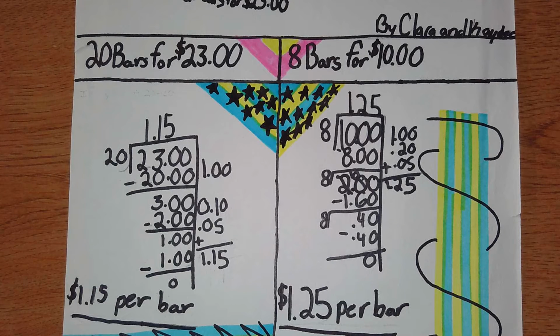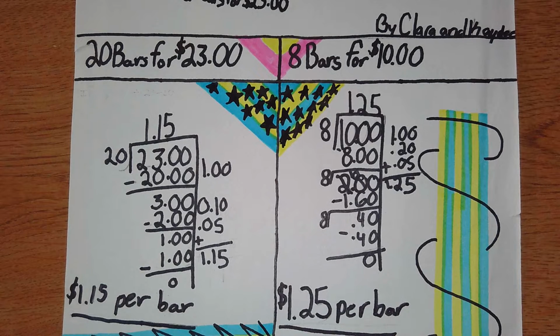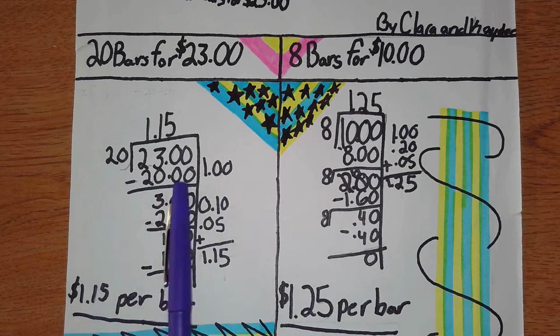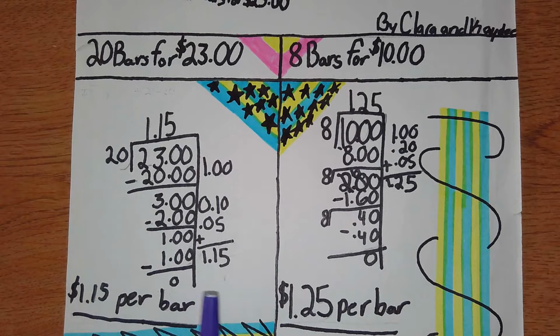Okay, so if you need a pointer, you can use your fingers or a pen or whatever. We divided 23 by 20, and we got $1.15. And what are the 23 and 20 representing? $23 divided by 20 bars to figure out how many dollars it is per bar. Okay. So we got $1.15 per bar for the 20 bars for $23.